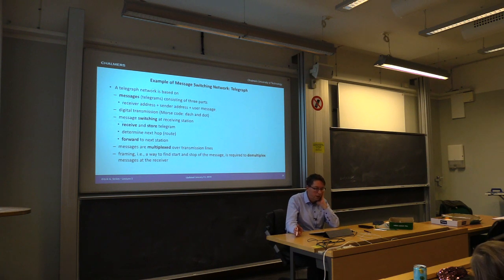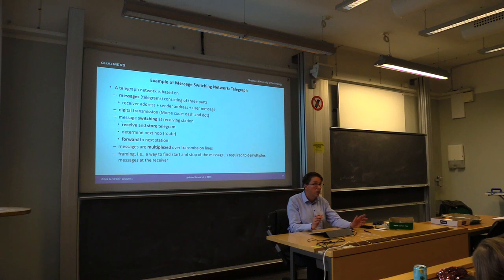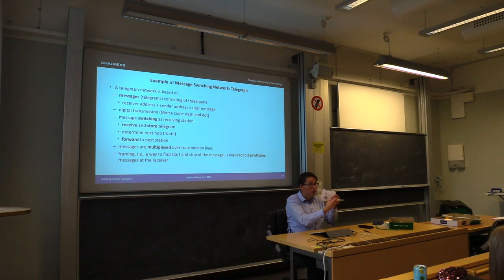Example of then this packet switching network, if you want to have that in more detail, a telegraph, for instance. You have messages. These are telegrams. They have three parts: a receiver address, sender address, and then user message. Just as a regular snail mail, right? You have a message. You put it in the envelope, you write the destination address and the sender address here. And the sender address is because if something goes wrong, the network can inform the sender of what has happened with this letter. And also the receiver can figure out who sent this from the sender address.